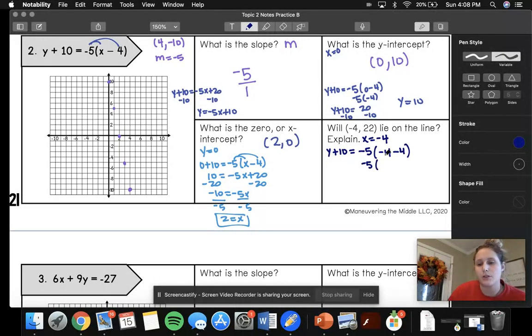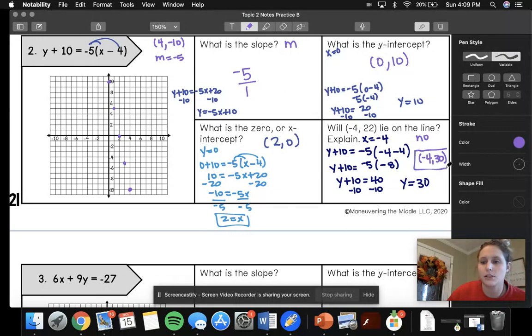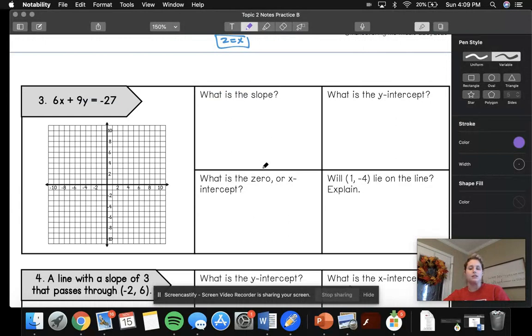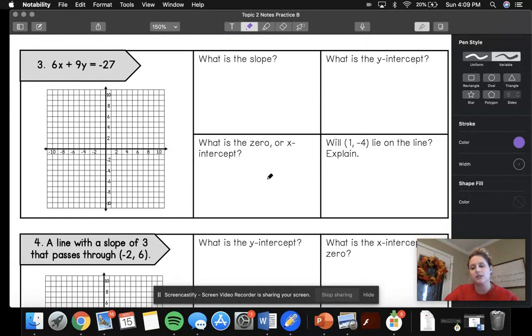I'm going to do order of operations, so I'm going to do -4 minus 4 and get -8. -5 times -8 is +40. Then if I take away that 10, I get y equals 30. So it looks like the answer is no. It would pass -4, 30, not -4, 22. Okay. All right, next problem. Go ahead and pause and solve however you guys would like to solve it, and then hit unpause and we will go over the answers.